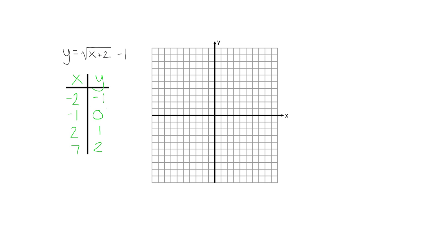All right, let's plot these points. We have negative 2, negative 1. Then we have negative 1, 0, 2, 1, and 7, 2. All right. Our curve starts at this value right here. It couldn't be anything less for x. And there is our curve for this square root function.